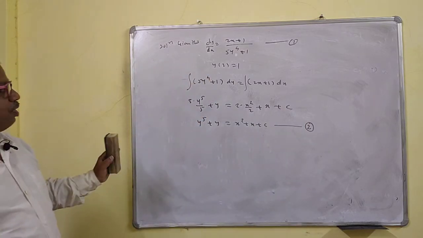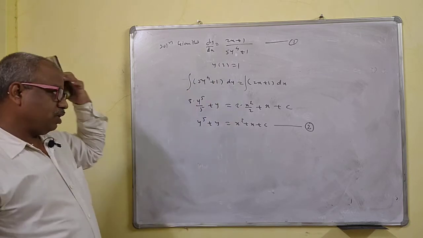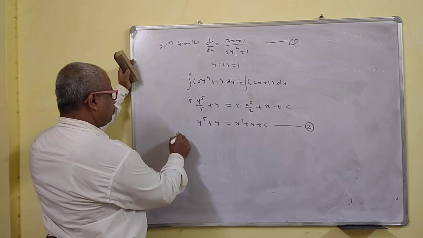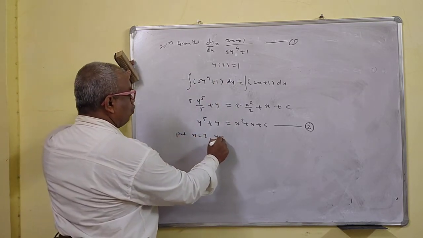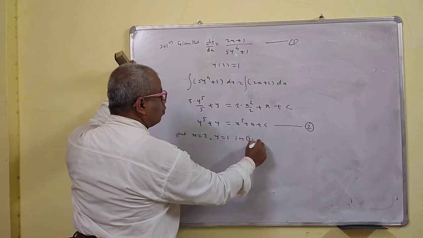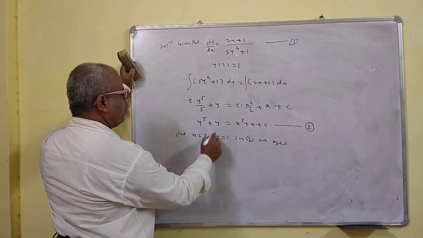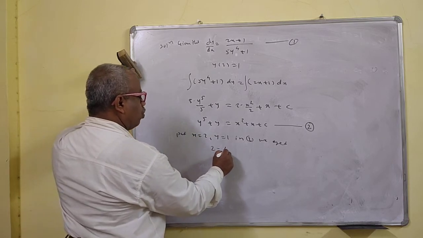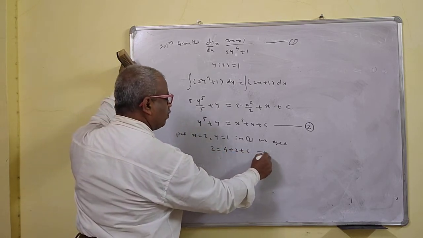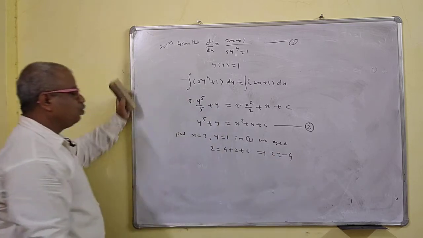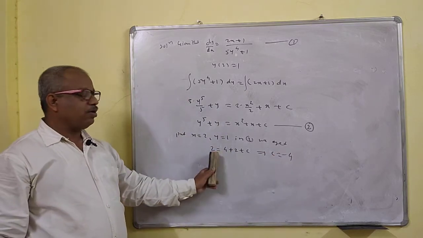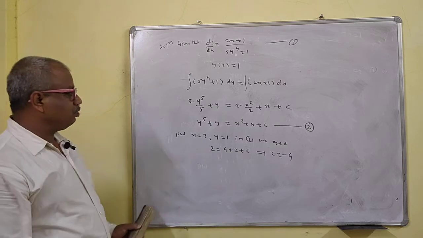You want a general solution? No. We want a particular solution. Y of 2 is equal to 1. Okay, so put x is equal to 2, y is equal to 1, and we get 1 plus 1, this is 2. Okay, 4 plus 2 plus c. This implies that c is equal to minus 4. Your 2 gets cancelled here, or this is 6. You have to shift 6 to this side.